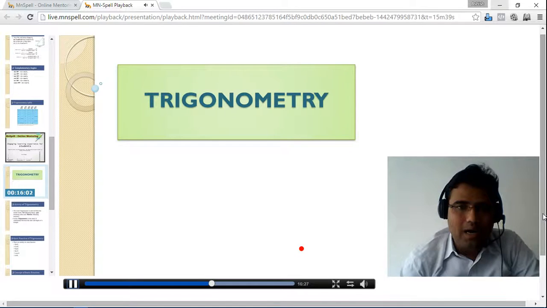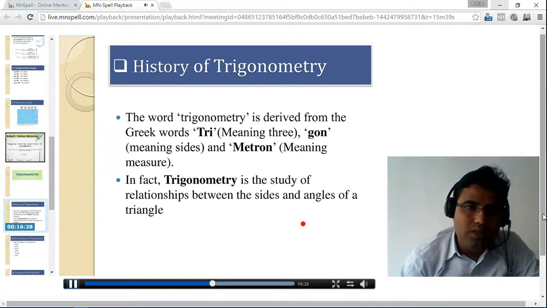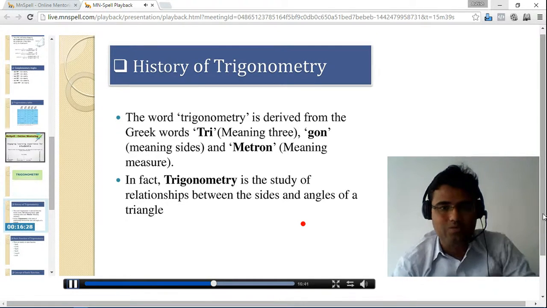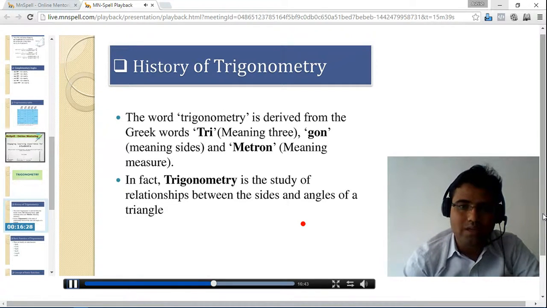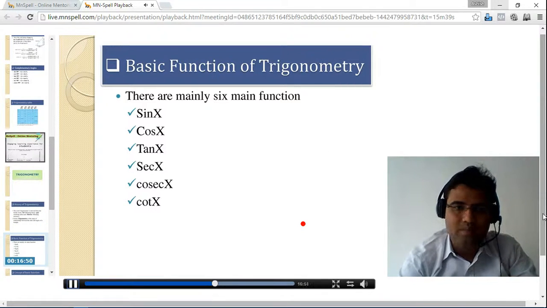So let's go and discuss trigonometry. First of all, let's take a look at the history of trigonometry. The word trigonometry is derived from the Greek words tri meaning three, gon meaning sides, and metron meaning measure. In fact, trigonometry is the study of the relationship between the sides and angles of a triangle.